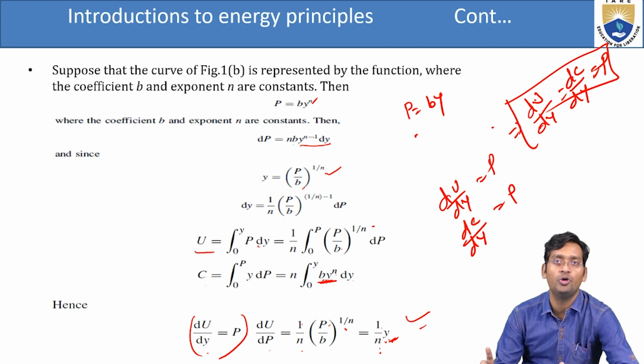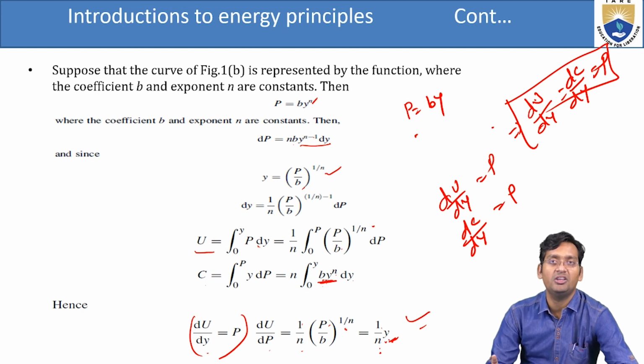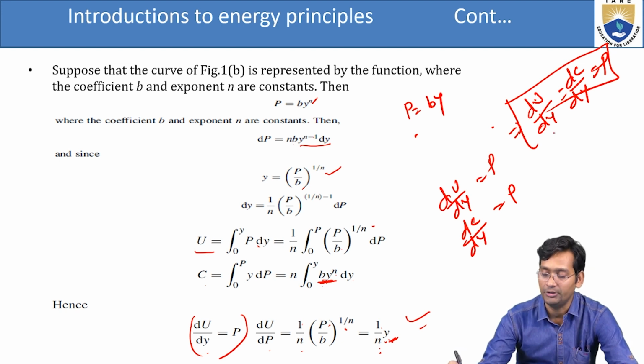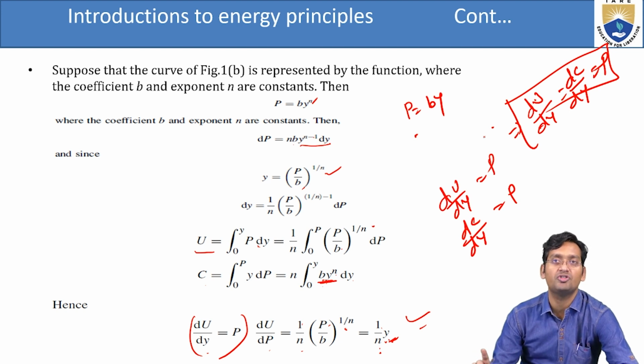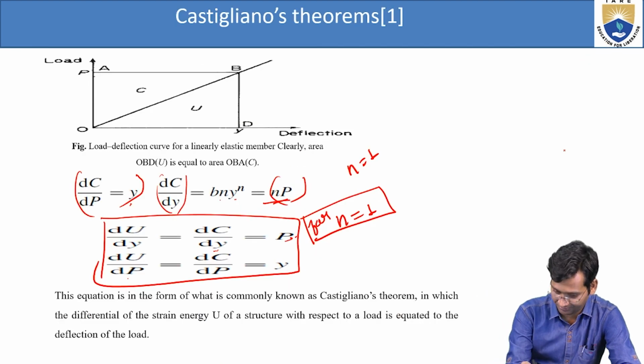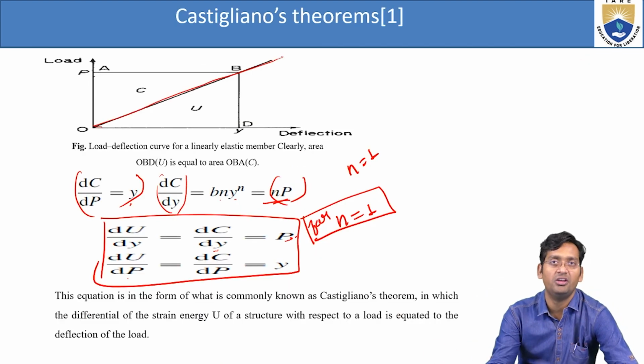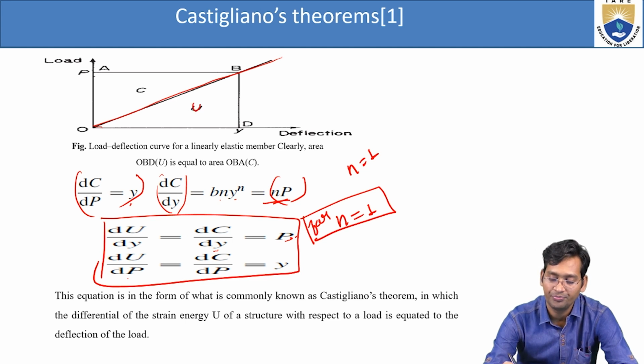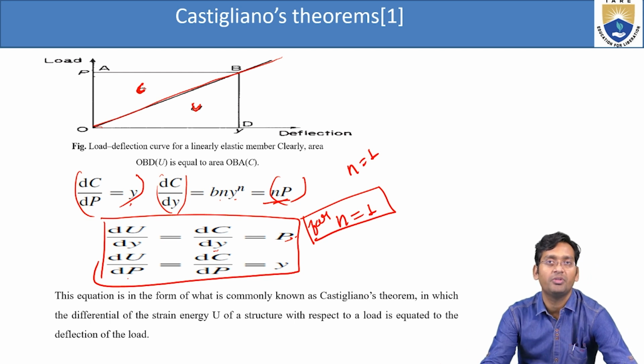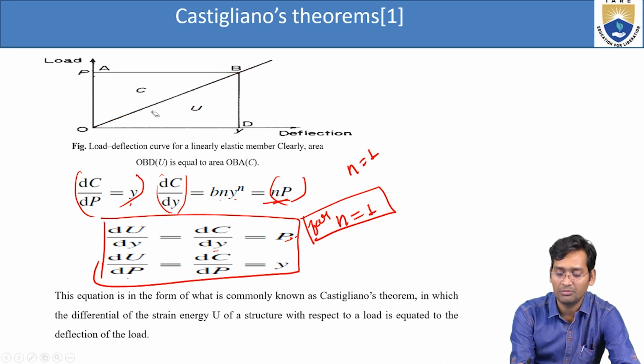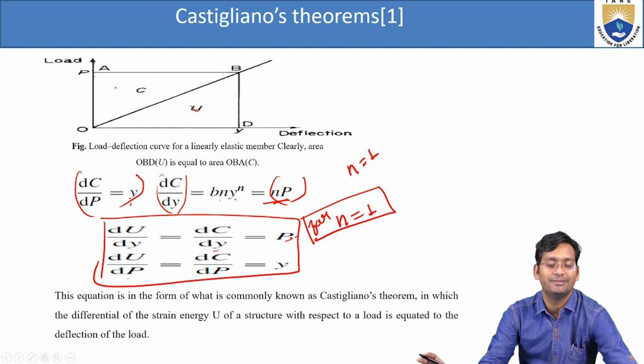Means Castigliano theorem is defined for only the linear material, that material which follows a linear property, right? y equals to mx type or P equals to b y type. This power should be n. So according to Castigliano, this curve will be the straight line. So this part is what? The strain energy, and this is what? The complementary energy. And the sum of these two will be the total. So U is there, whatever will be the opposite remaining, that will be the C.